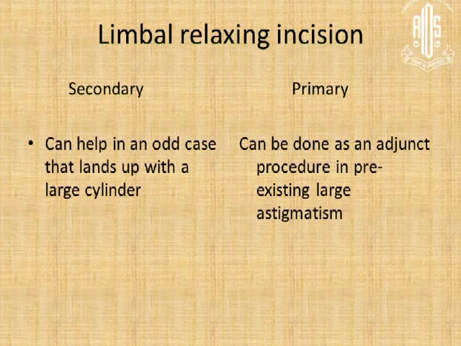Another thing that can be done for minimizing astigmatism in SICS is to have limbal relaxing incisions. Secondary can be done as an odd case that lines up with a large cylinder, but primary LRIs can be used as an adjunct procedure whenever there is a pre-existing large astigmatism, definitely when it is more than 2 or 3 diopters.